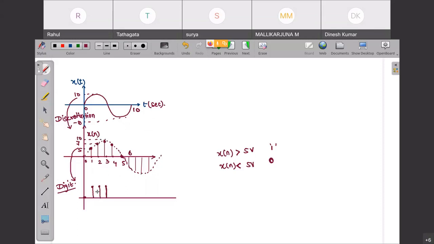So basically digitalization is what? We are discretizing the amplitudes also into 2 levels, or you can even have multiple levels, but the most widely used convention is binary, where we represent using only 2 symbols. Those symbols are 1 and 0. So the binary method basically has 2 symbols, 1 and 0.